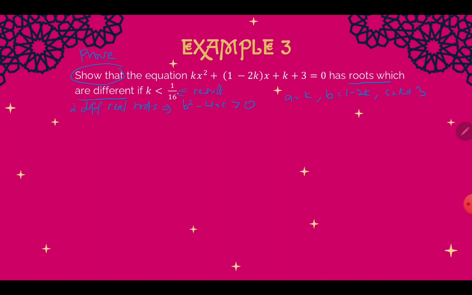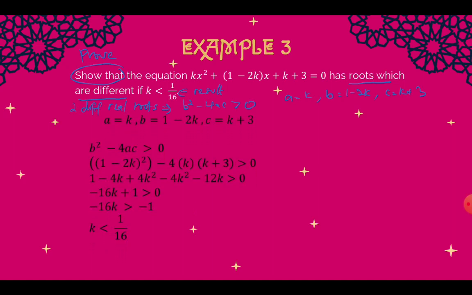So, what should we do? Substitute the values of A, B, and C into discriminant greater than 0. And then, after substituting, we need to simplify until the end of our solution becomes k less than 1 over 16. So that is proof. That is how we solve show that or proof. Okay, so let's look at the solution.